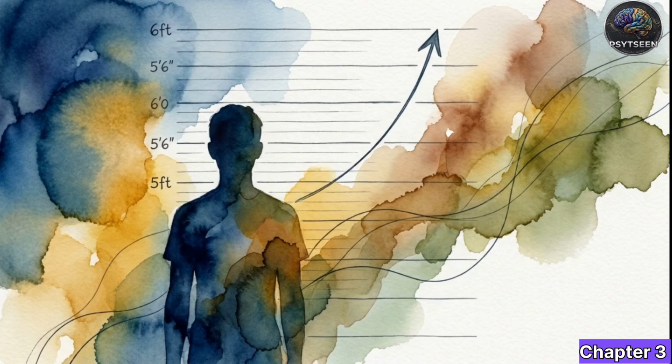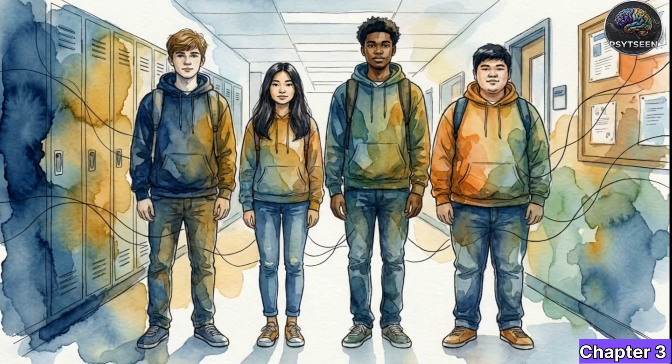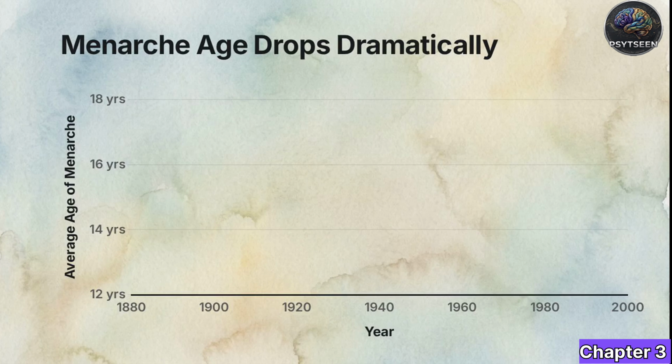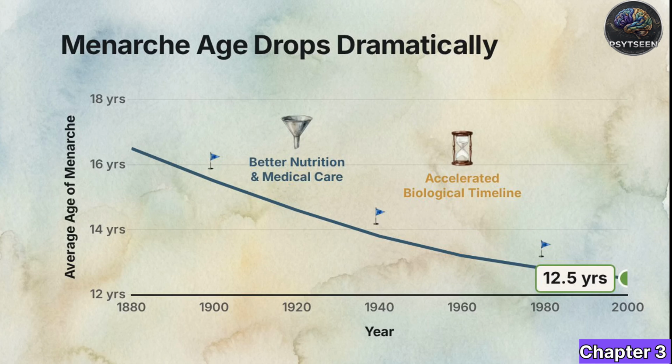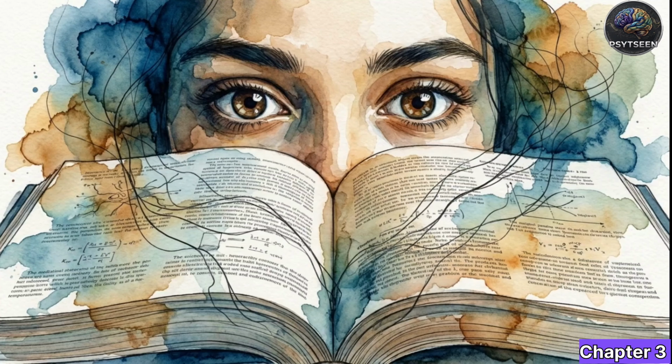This steady progression changes at the onset of puberty. This is a period of rapid biological change where sexual maturity is attained, but the timing of this event is highly sensitive to the individual's social and physical context. This chart tracks the average age of menarche in industrialized nations over the last century. You can see a steady decline. This shift is a direct result of environmental changes, specifically better nutrition and medical care, which accelerate the biological timeline of human development.